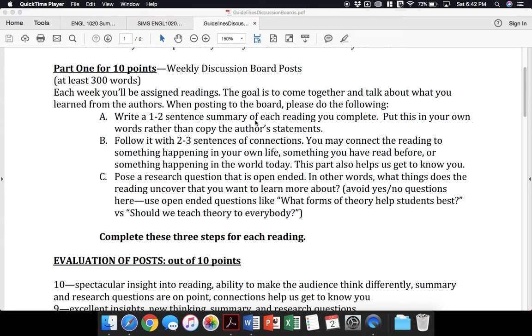Followed by 2 to 3 sentences of connections. So you want to connect something in the reading to your own personal experience or something else that's happened to you or that's going on in your life.